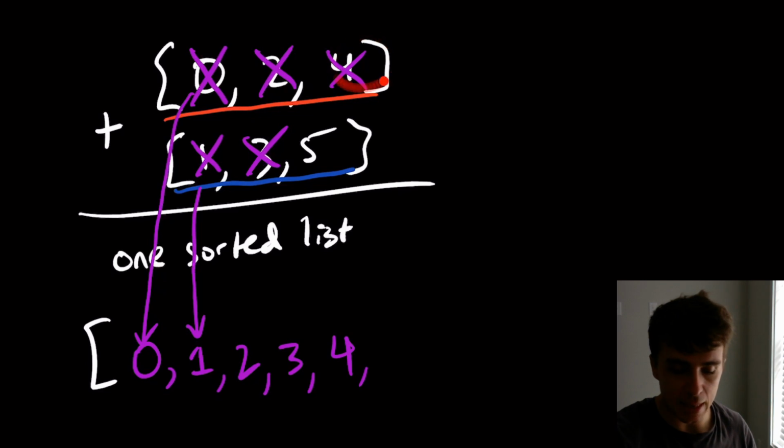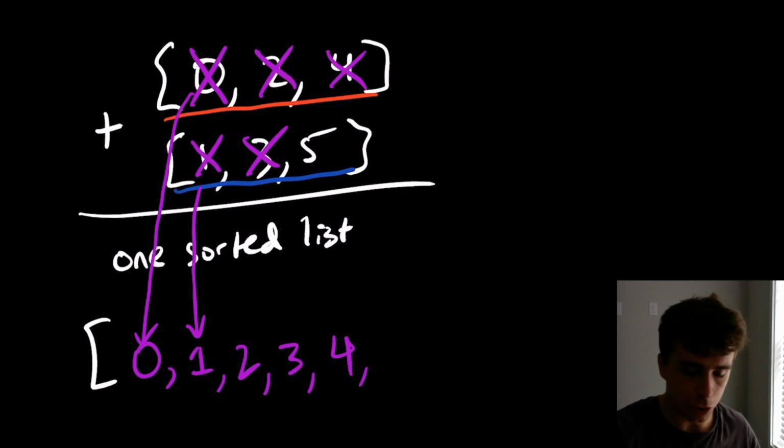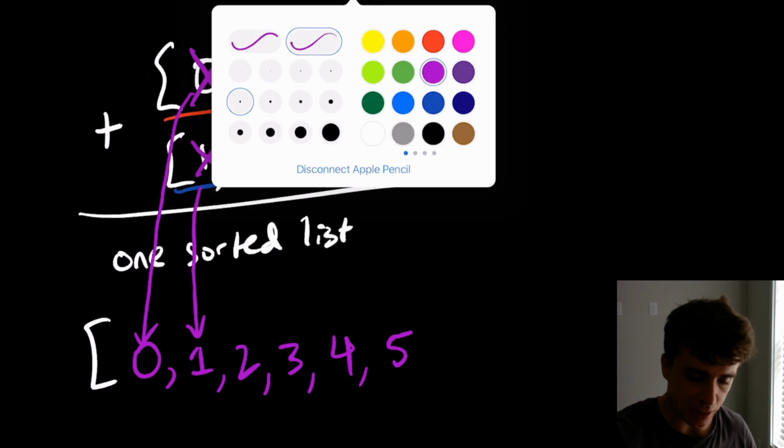And actually, in this case, this list is completely exhausted. So we can actually just add everything from this list straight in. We don't have to compare anything. Well, there's only one element to add, which is the 5 in this case.